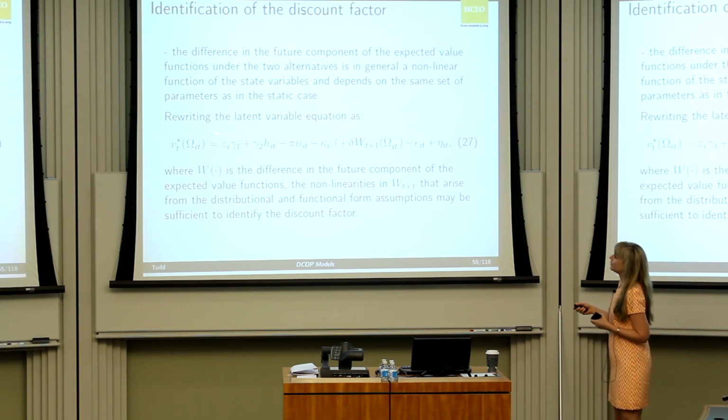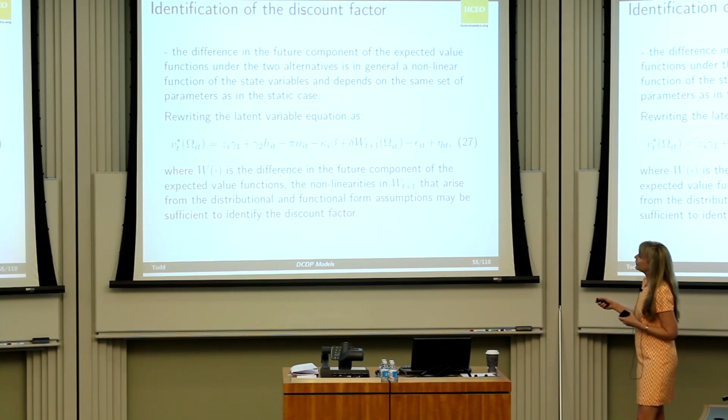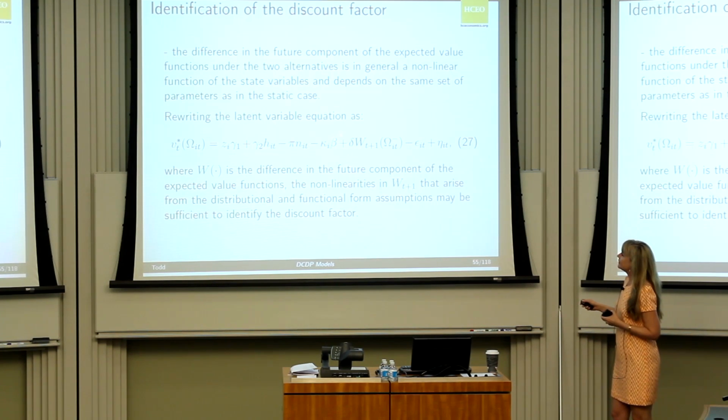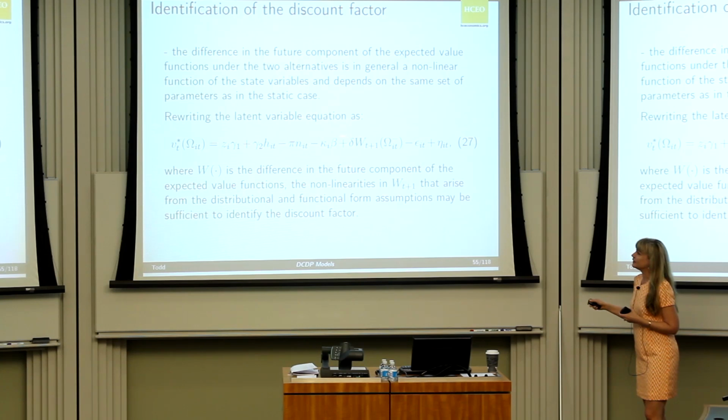So this is the latent variable we have. We have this linear stuff, and then this is the difference in the future components, right? The expected value functions. This is also a function of the same state space elements, right? This observable state space is this. These are the same variables. But we have these nonlinearities, so given the nonlinearities and the functional form assumptions that we have, that's sufficient to identify this discount factor. But it is true that this part is a function of the same variables as this part.